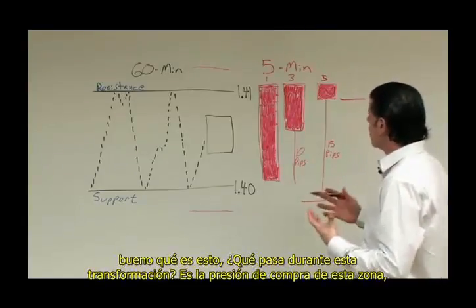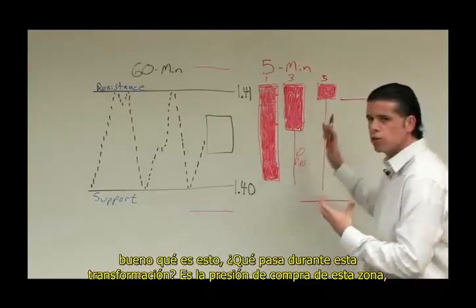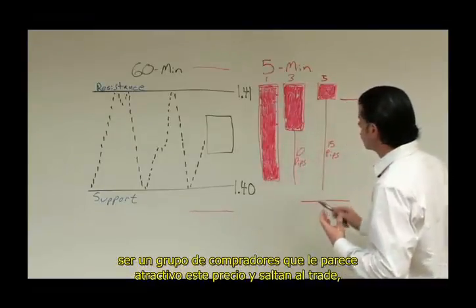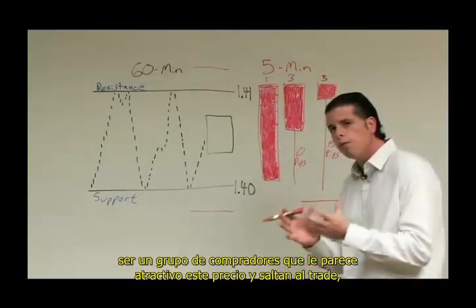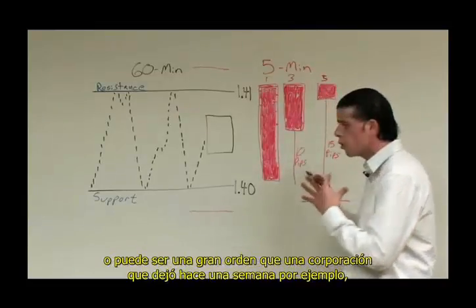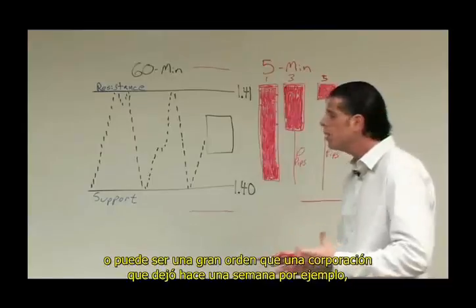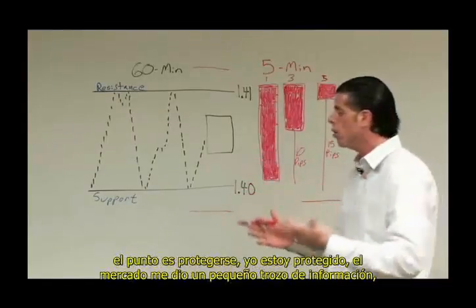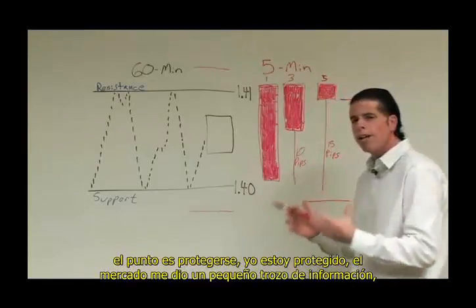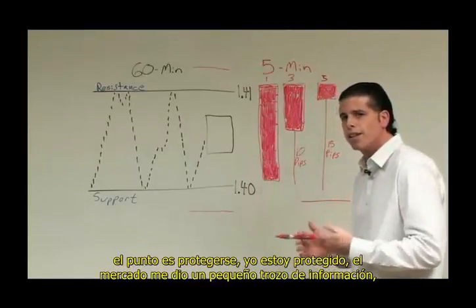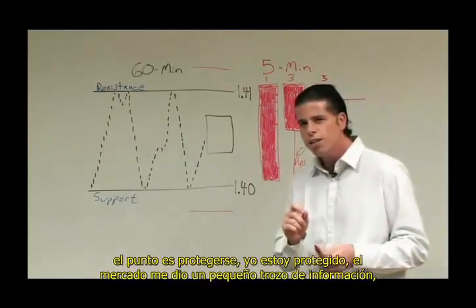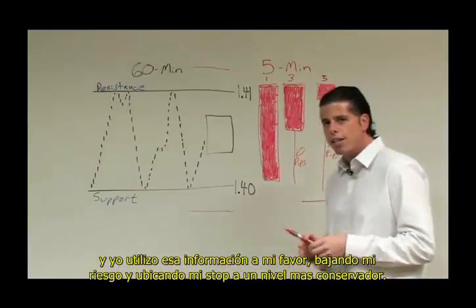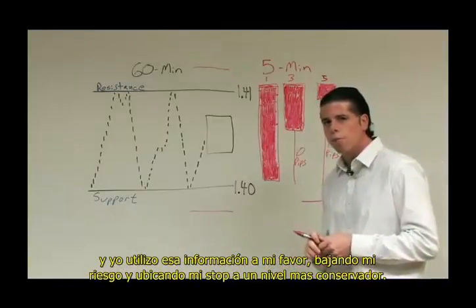Now, why is that? If you think about it, what's happening during this transformation? What caused it? It's the buying pressure down here. It could be a group of buyers who see the more attractive price and jump in, or it might just be one large order left by a corporation, let's say, a week ago, and the market's moving down. The point is, it's protected. I am protected. The market has given me a little piece of information, and I'm using that information to my advantage by decreasing my risk and placing a more protected stop.